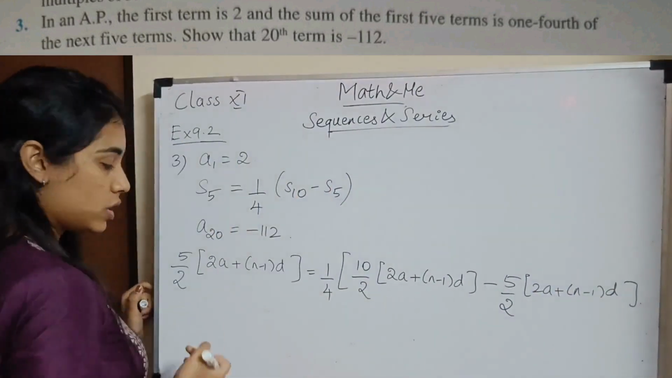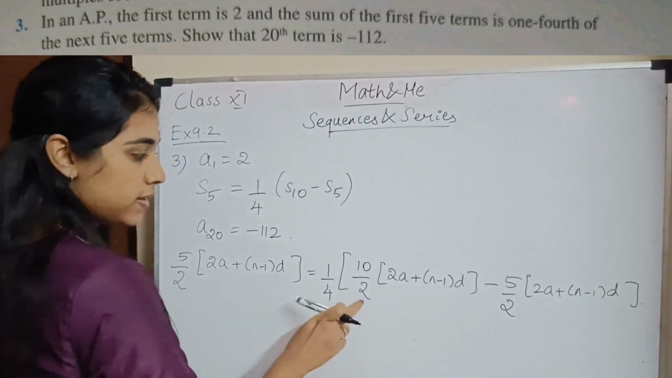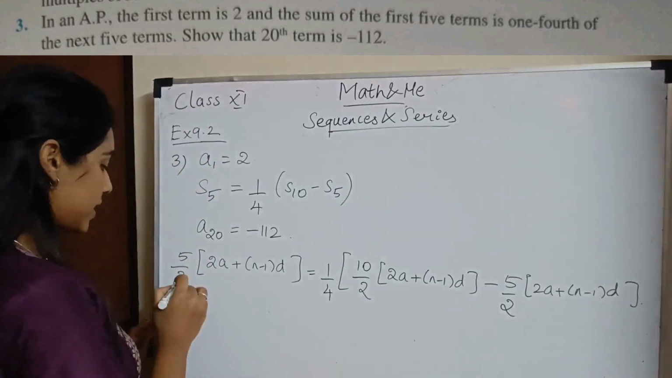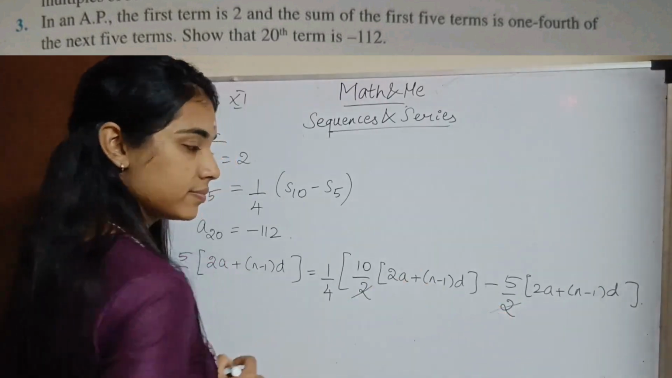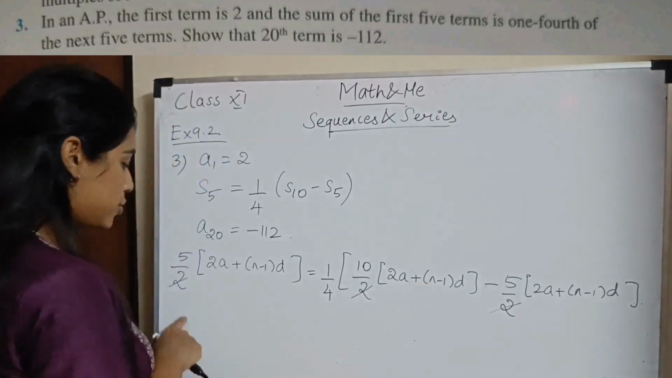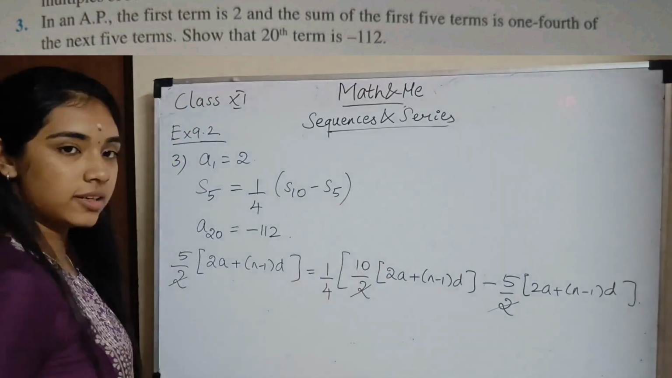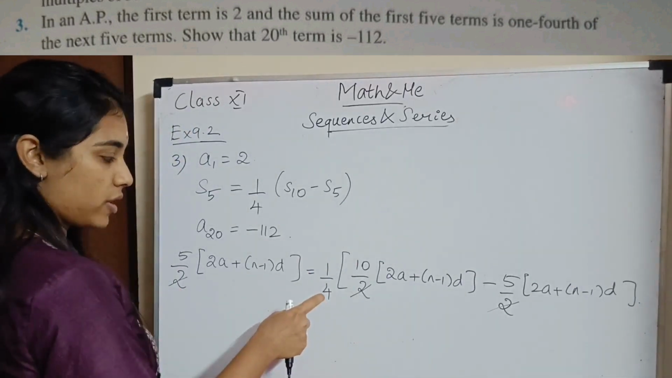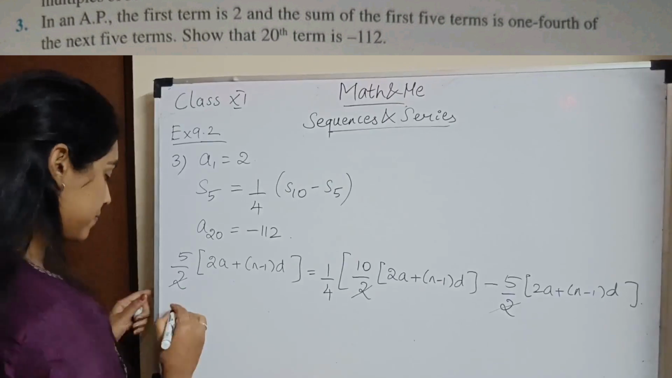Taking 2 common, I can cancel this 2 and this 2. Correct? So I'll cancel that. When you take 1 by 2 out of this, you have a 1 by 2 here. So I've cancelled all the 1 by 2s. Now, I have a 4 here. I'll multiply that here.